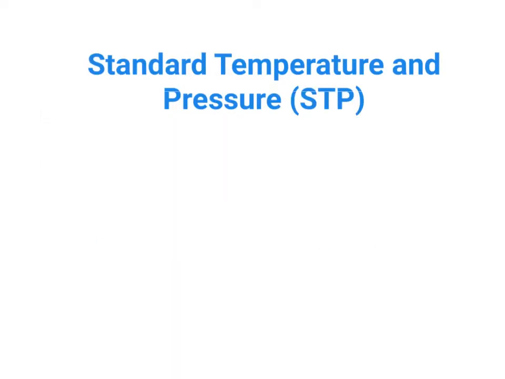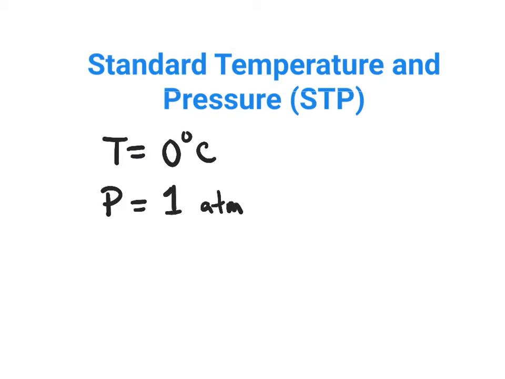We can take this a step further with a condition known as standard temperature and pressure. When we deal with gases in chemistry, we'd like to hold our gases to a standard temperature and pressure, and we call this STP. STP is the temperature of 0 degrees Celsius and a pressure of exactly 1 atmosphere. So what it would feel like to stand outside on a regular day.